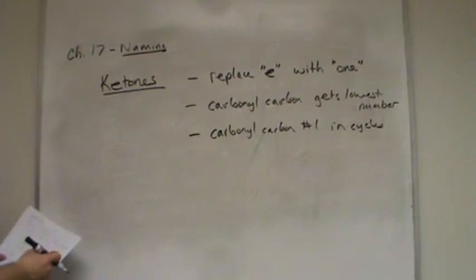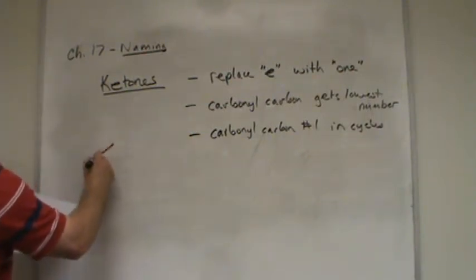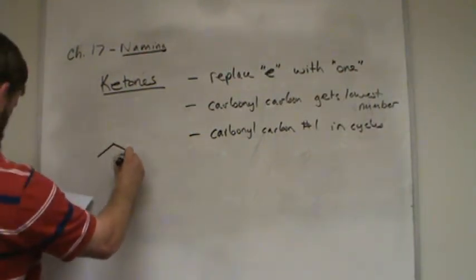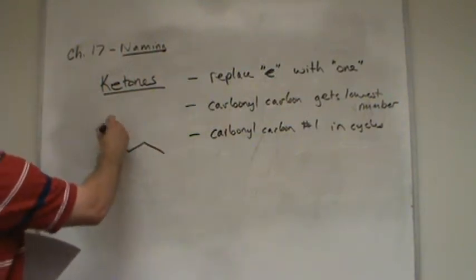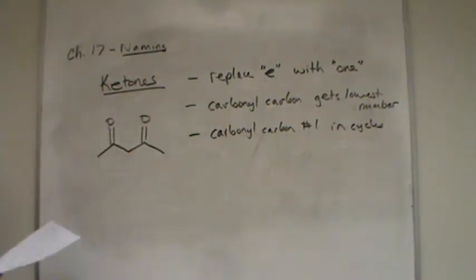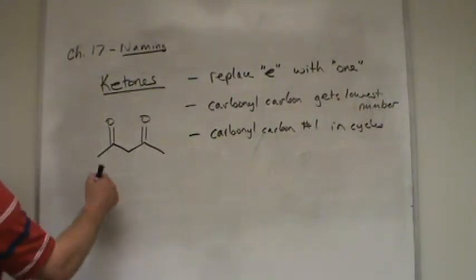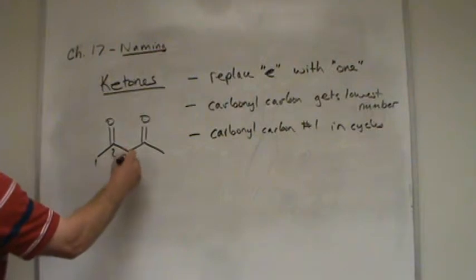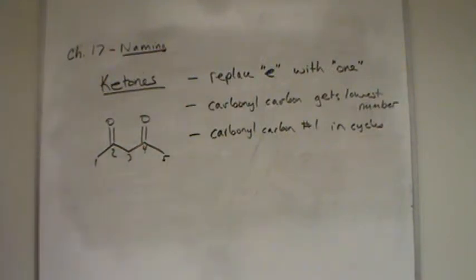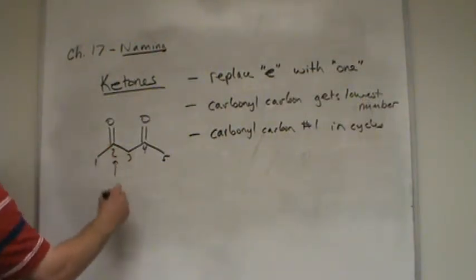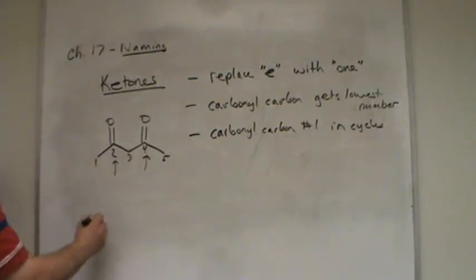And then the last one for the ketones, before we put them together, let's look at a compound that has two ketones, a diketone. So instead of "one," O-N-E, when we replace the E, now we're just going to put "dione." So we can say 1, 2, 3, 4, 5. So it's pentane dione. So the carbonyl carbon's at 2 and at 4.